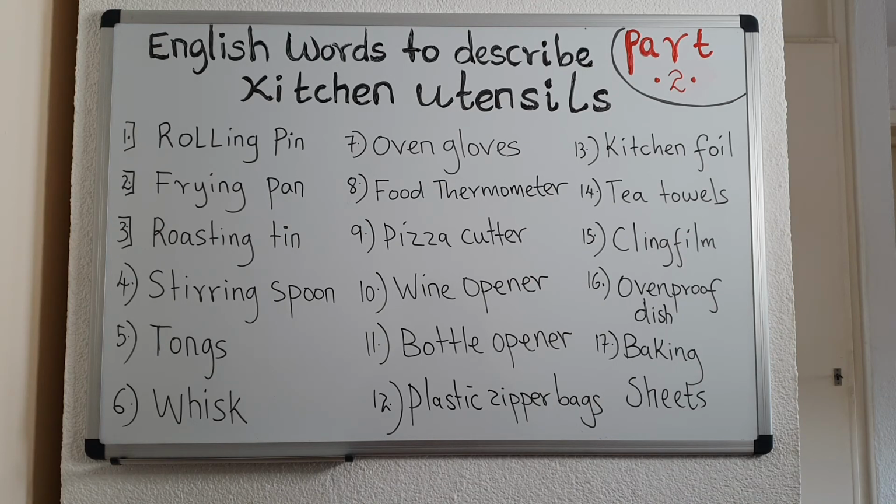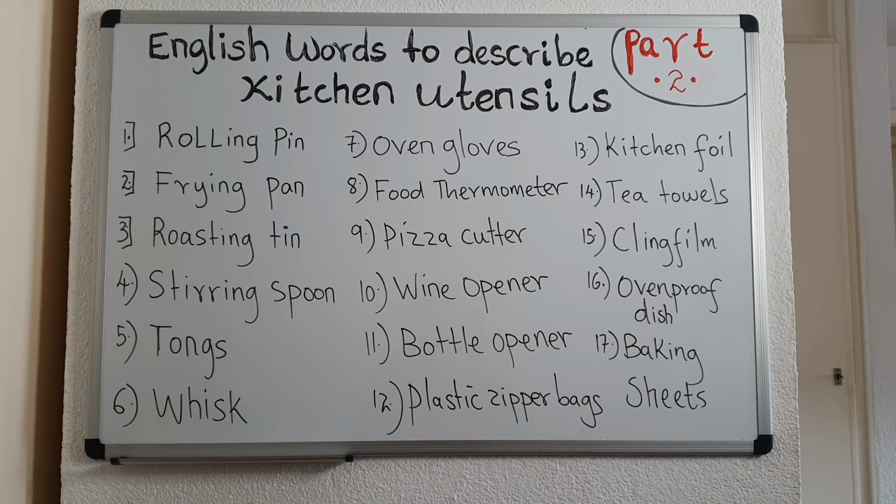You put your potatoes and drizzle some oil and put it in the oven. And the idea is that the kitchen foil helps to make sure that the food is not stuck on the roasting tin. It helps to ensure that the food is not stuck on the roasting tin.